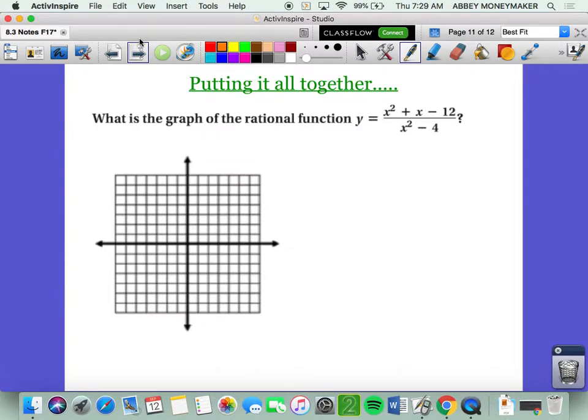Last 2 slides here, putting it all together. So what is the graph of this function, okay? Now, I'm not going to make you graph these by hand. So if you want to graph these on your calculator, you totally can. But I do still want to see some work of you working through the process here. So first thing, let's go ahead and factor.